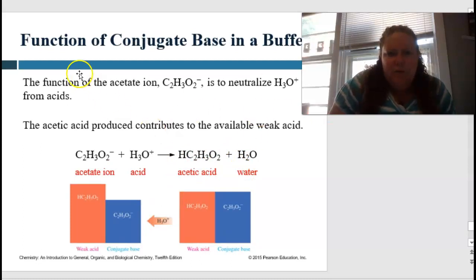So the function of the acetate ion, which is C2H3O2-, is to neutralize the H3O+ from the acids. And the acetic acid that's produced contributes to the available weak acid. Okay.